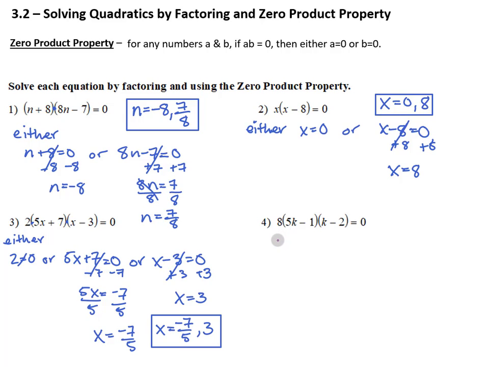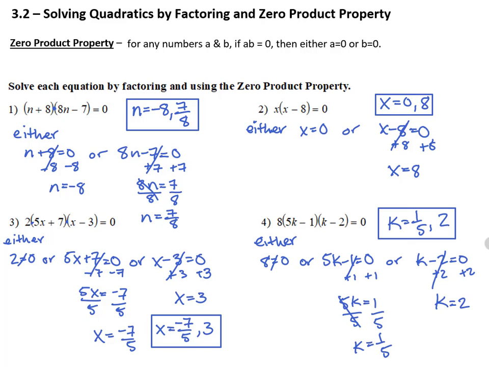So try number 4. See if you can get the solutions from this. Pause the video now, and I will put my answers up when you're done. All right, check your solutions here. K should equal positive 1/5 and positive 2. And again, like in our previous example, number 3, that 8 on the outside can never equal 0. It does not have a variable with it. So we'd eliminate that immediately, and we end up getting 2 solutions, but only from our remaining 2 factors.